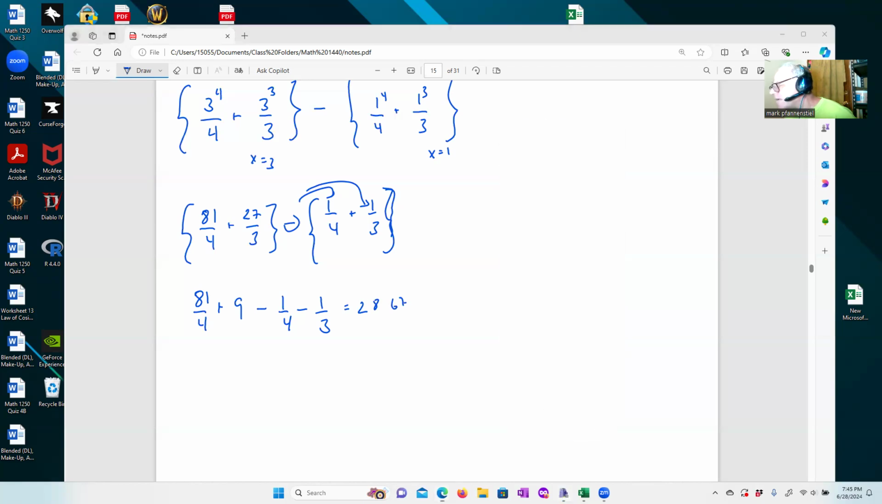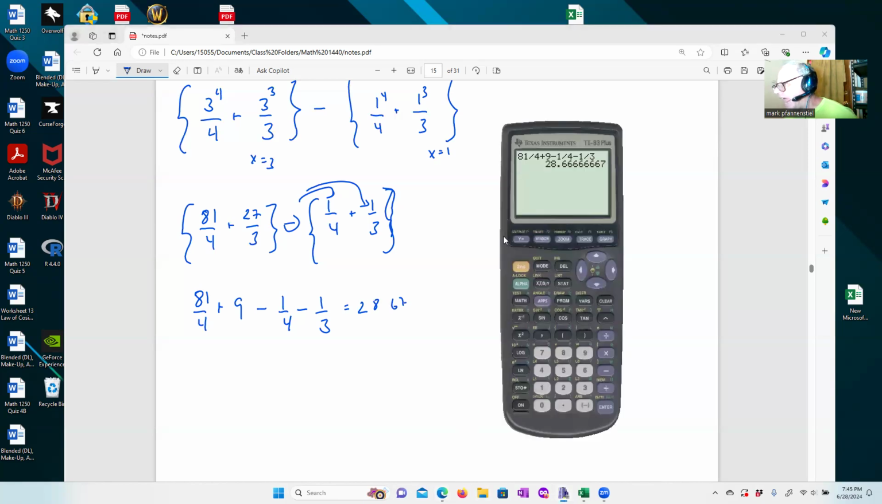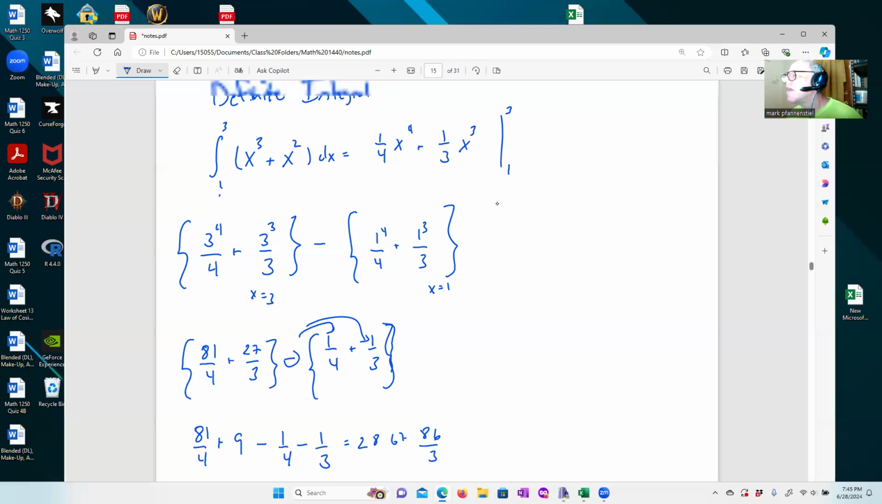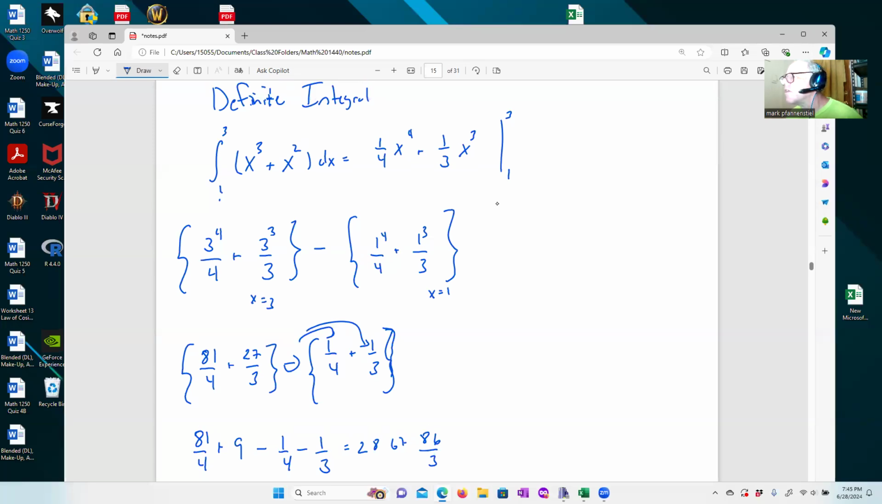Let me show you a little trick on the other calculators. There's an ABC button. That moves from fraction to decimal. So I'm going to go ahead and change it to a fraction, just easier to work with. And we ended up with 86 over 3. Okay, so that's what we have for that. Good. So that's what we end up with.